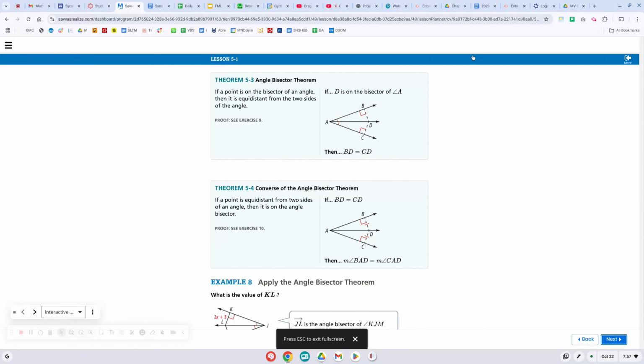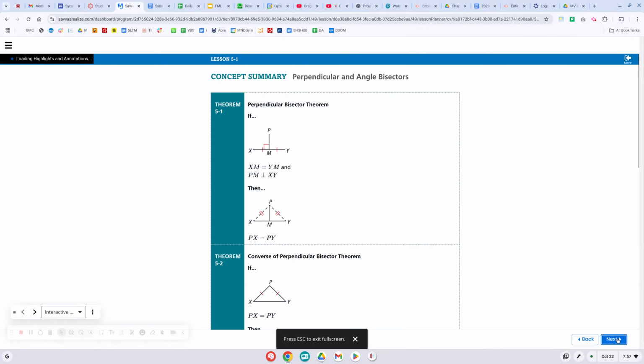So if a point is on the bisector of an angle, then it's equidistant from the two sides of the angle. If a point is equidistant, then it's on the angle bisector. So we'll be using those. Okay, that does it. Boom.